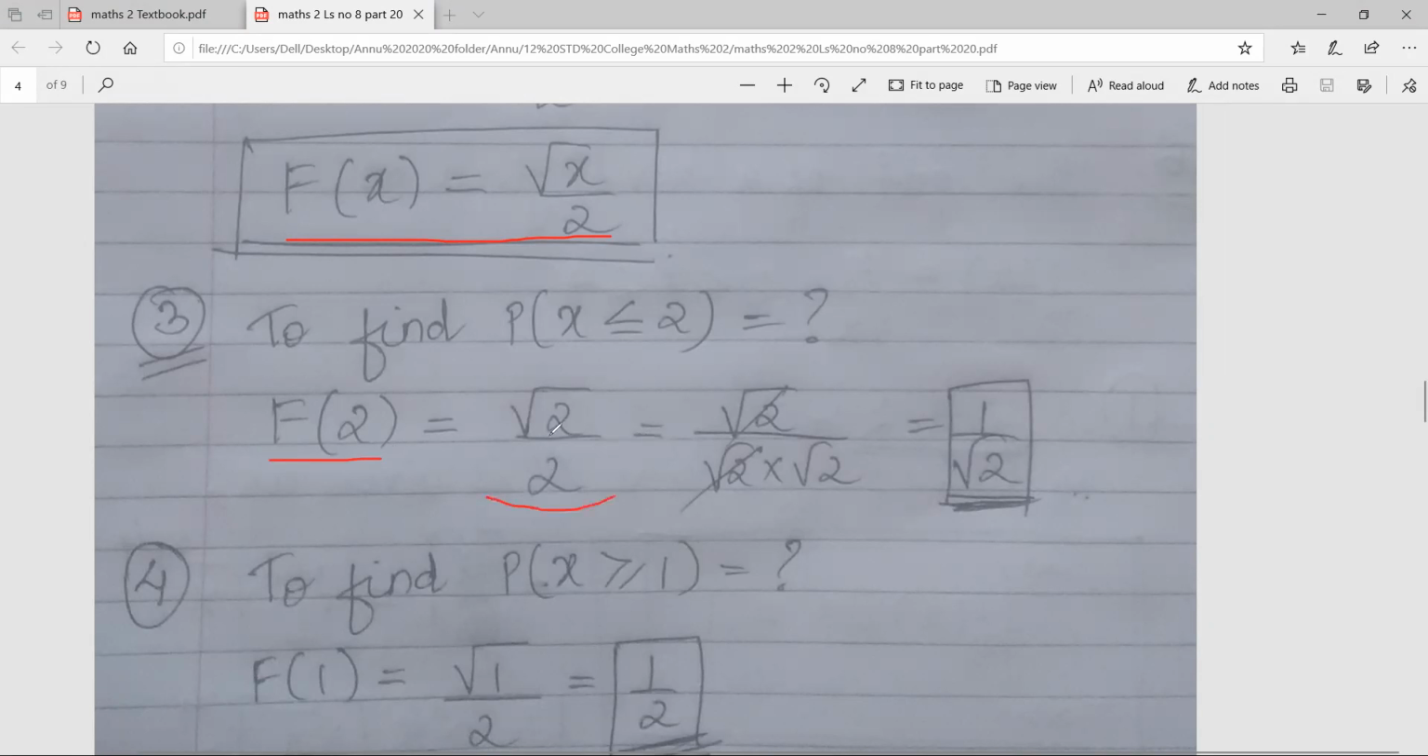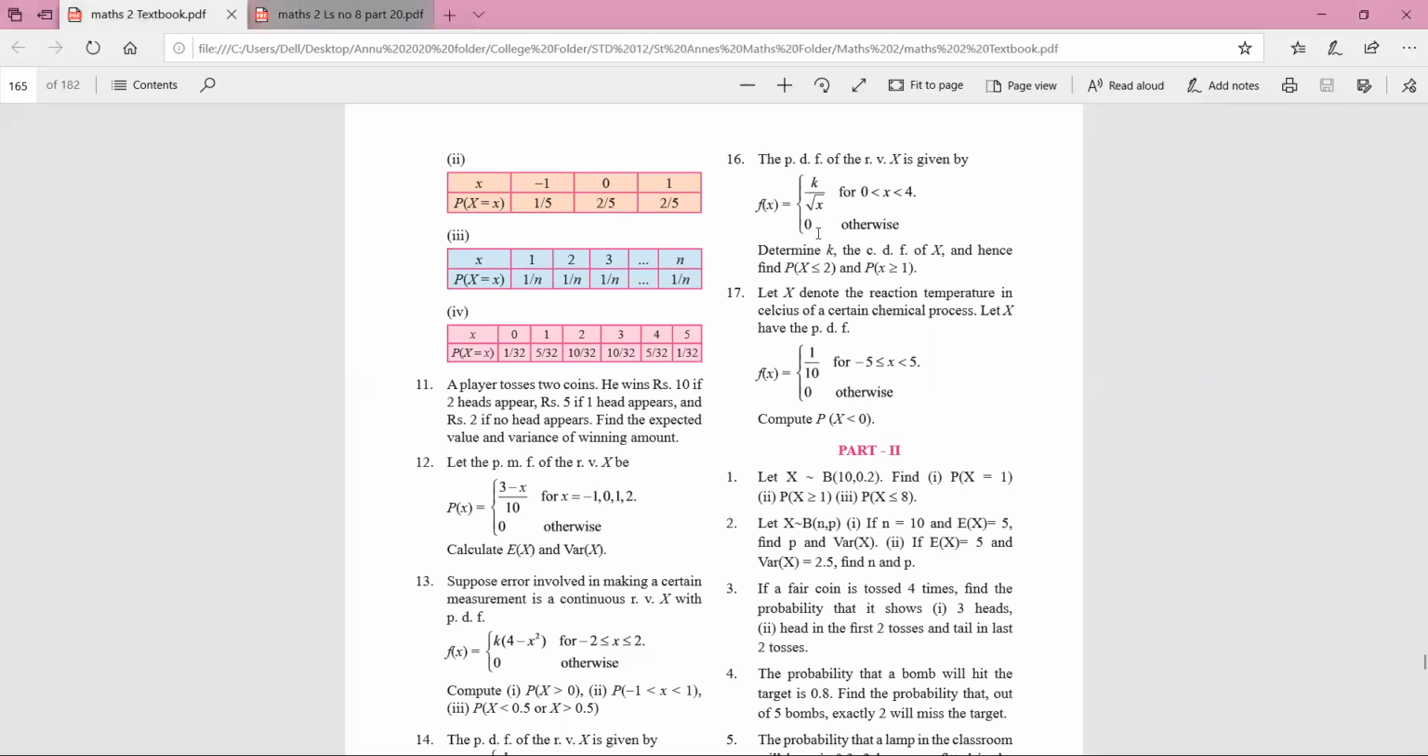Now you can break up 2 and write the value of 2 as root 2 into root 2. So root 2 and root 2 get cancelled and you're left with 1 upon root 2. In a similar manner, you can find out the fourth stage, that is probability of x greater than or equal to 1. So again, we can consider the equal to as well. So directly I'll put f of 1, which is root of 1, which gives me again 1. So the answer is 1 upon 2. So with this, sum number 16 gets over.